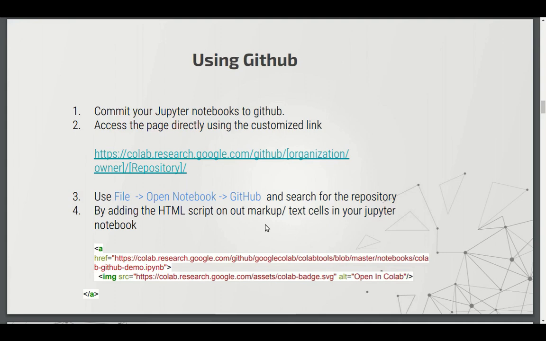Also, you may open a file from GitHub using the Open Notebook function in your file option and search for the repository in the provided area. And you can also improve your notebooks just by adding the following code snippet or HTML snippet, which will give an icon on your notebooks, by clicking on which you could directly open your notebooks in Google Colab.